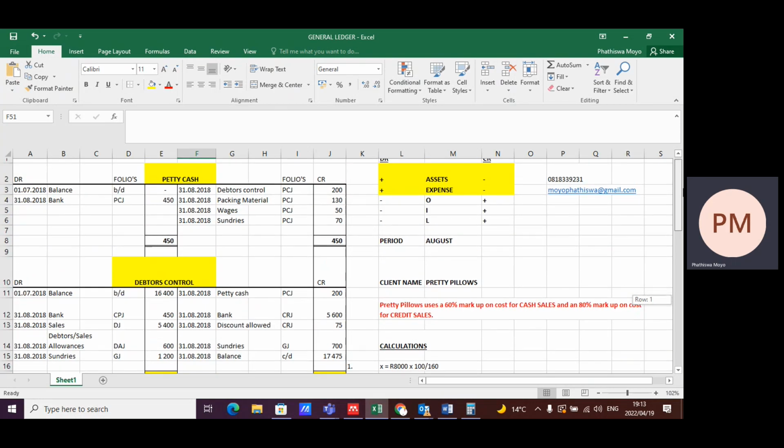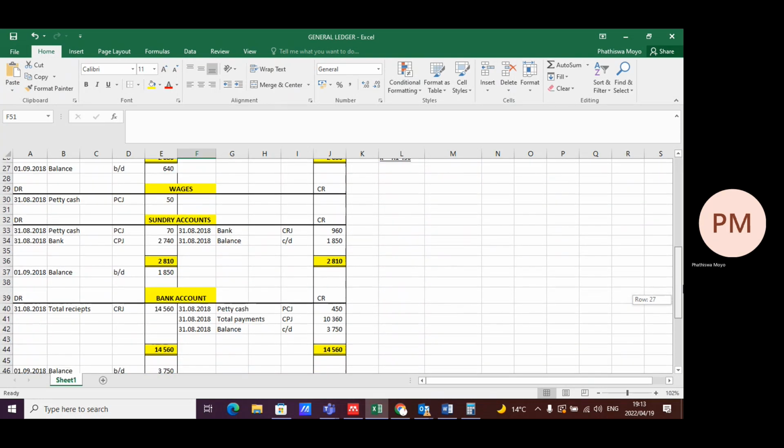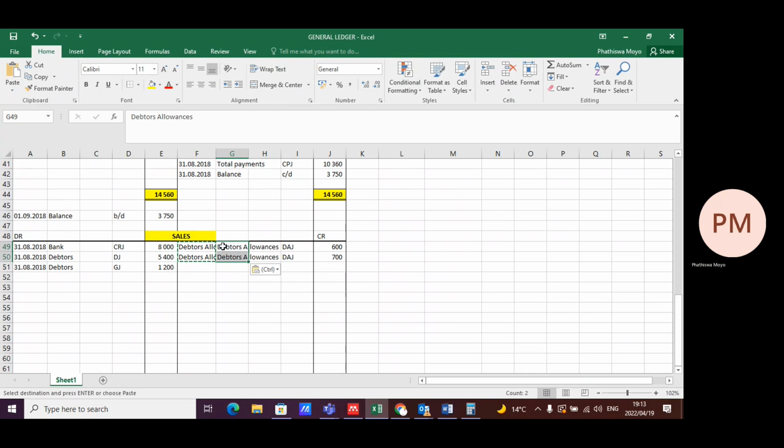Which gives me to, okay, so for now, I just want to do balances. When we are closing off, I'll just be teaching you about a new account called profit and loss account, profit or loss account, at year end.